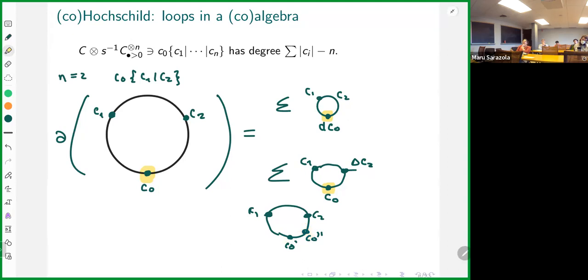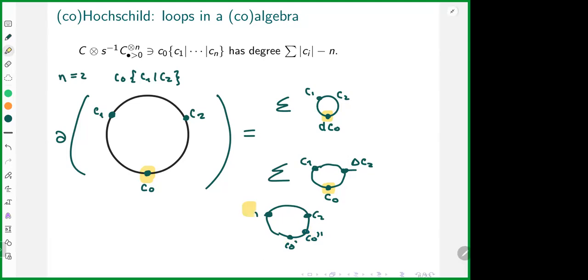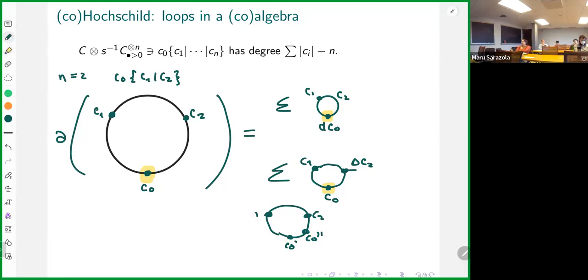I see. And each of the colorings you would consider as a distinct loop, correct? Correct. Okay, gotcha. Yeah. All right, thank you. Yeah, you're welcome. Thanks for the question.